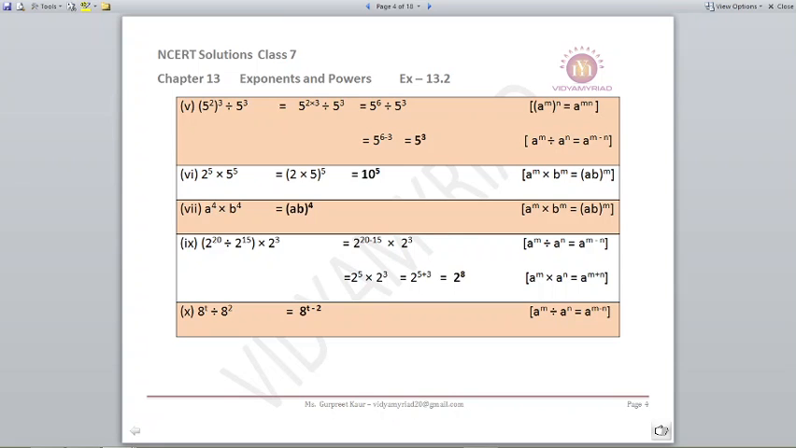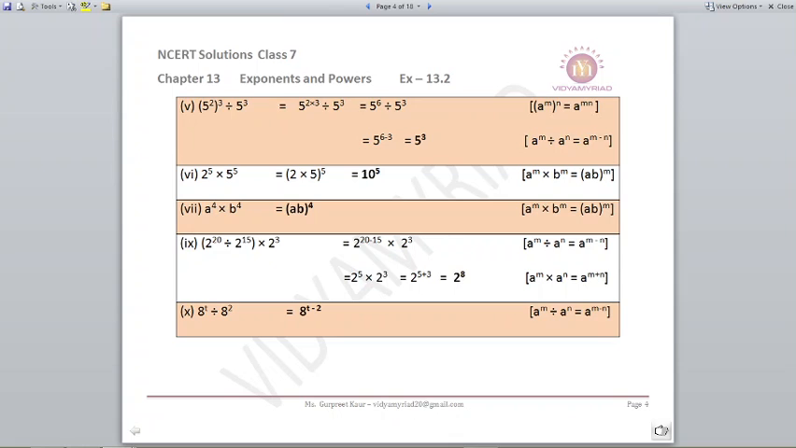Next, 2 raised to power 5 multiply by 5 raised to power 5. Now base is different but power is the same. So we will multiply the base. 2 multiplied by 5. So answer is 10 raised to power 5. A raised to power 4 multiply by b raised to power 4. Base is different, power is the same. We will multiply the base. So a into b, ab raised to power 4.